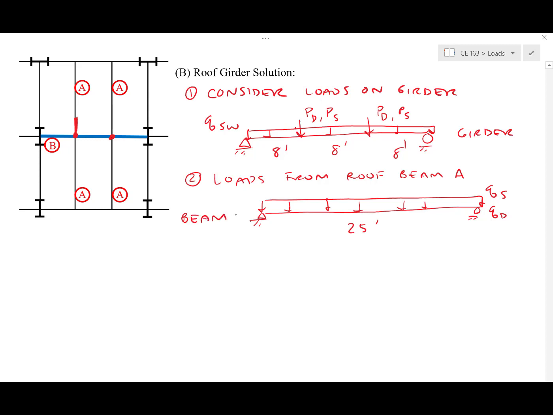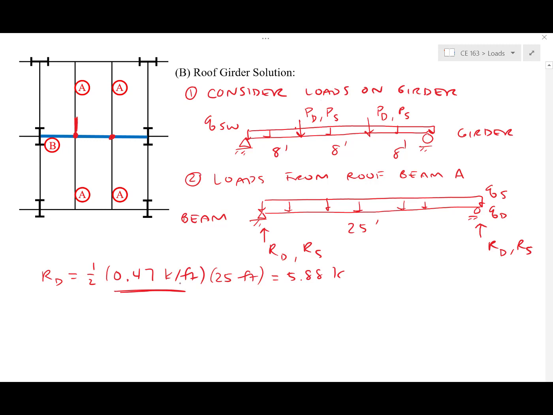What I care about from the beam is the reaction as it hits that girder. So I care about these two reactions. Right, a reaction due to the dead distributed load and a reaction due to the snow. Right, so I can calculate those. The reaction at D is just going to be 1/2 Q sub D, which is 0.47 kips per foot, times the length of the beam of 25 feet, gives me 5.88 kips. If you have no idea where this number is coming from, the 0.47, go look at the roof beam solution. Right, that is the distributed load we found on that member.